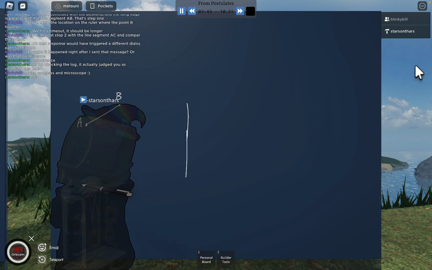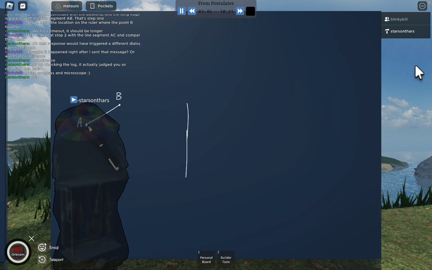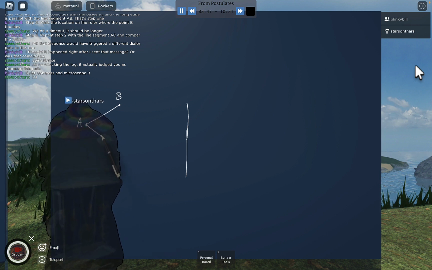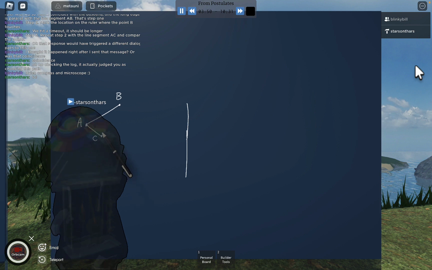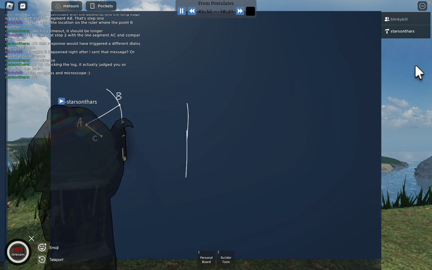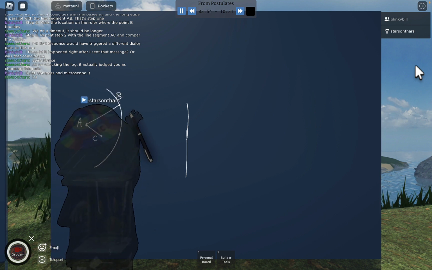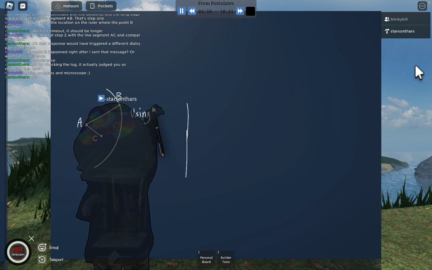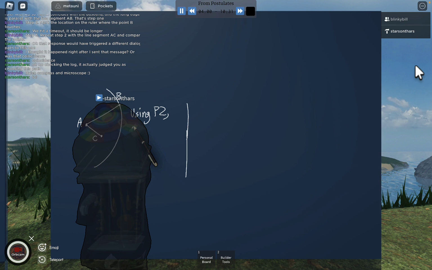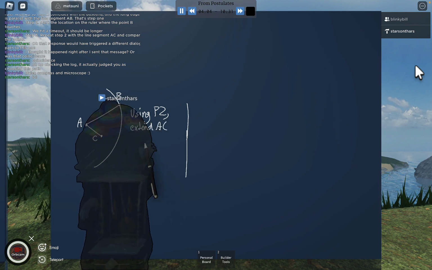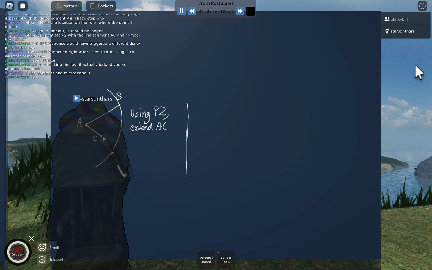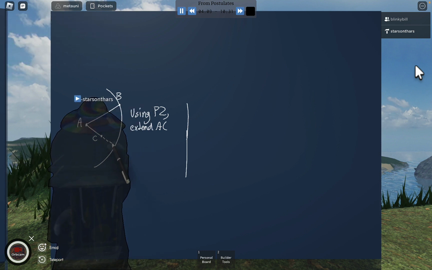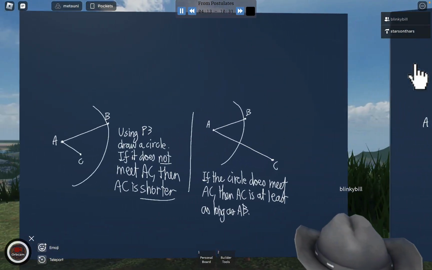So I need a picture where AC is shorter. So here's our circle. Using postulate 2, extend AC. I'll draw this with a dashed line. And I'll call the point of intersection D.